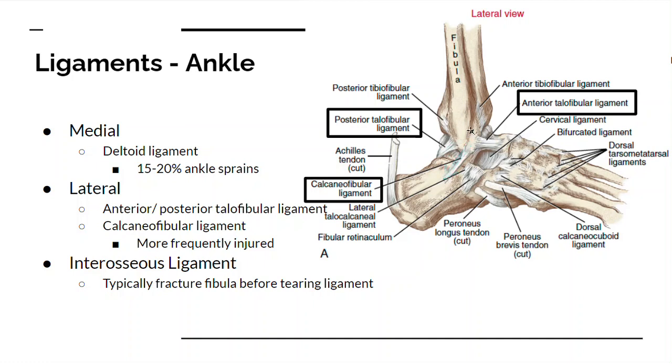And then you have the interosseous ligament, which we've seen before, and that usually tears. Actually, let me back that up. You typically fracture your fibula before you tear that ligament. It's so strong. And so a lot of times you'll have a distal kind of avulsion of the fibula. So you're going to break your fibula before you tear that very strong ligament.